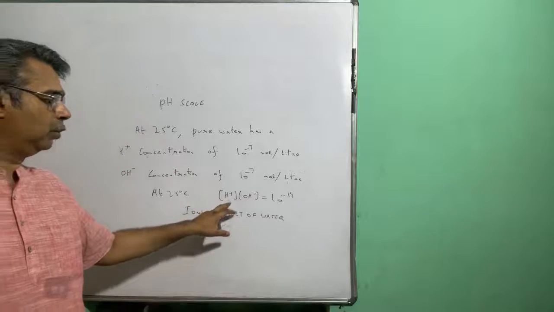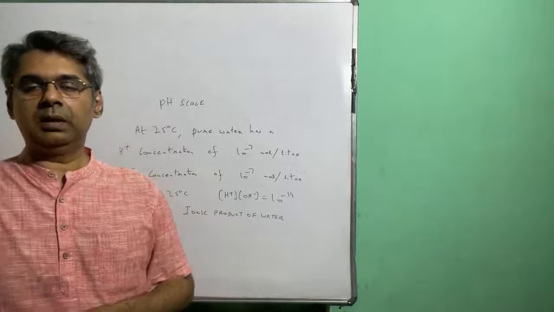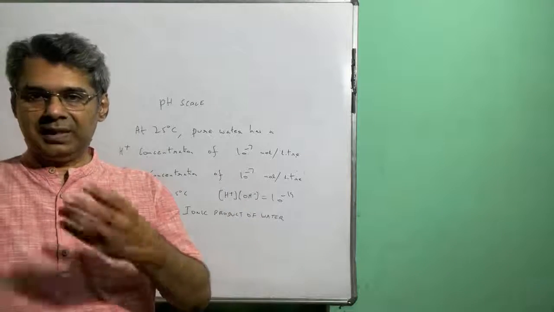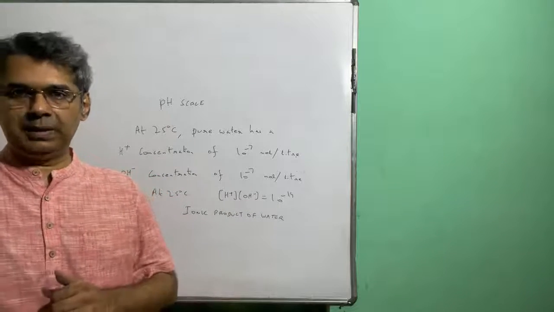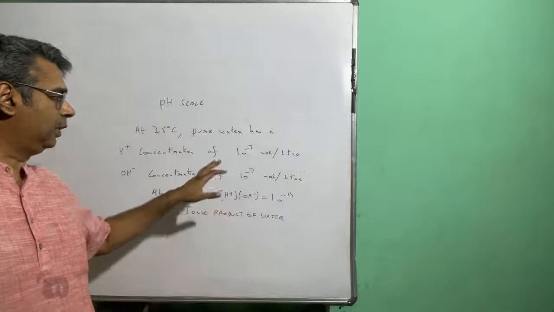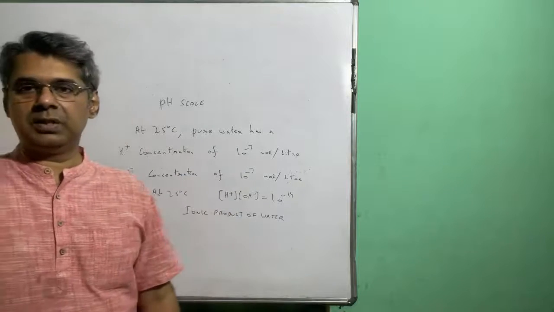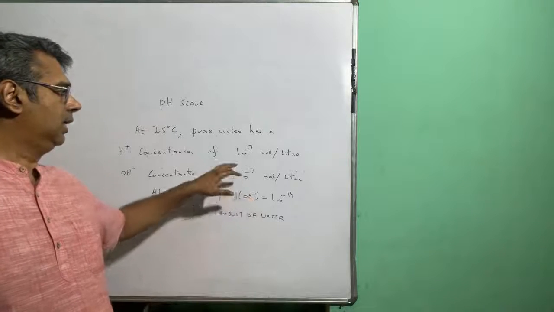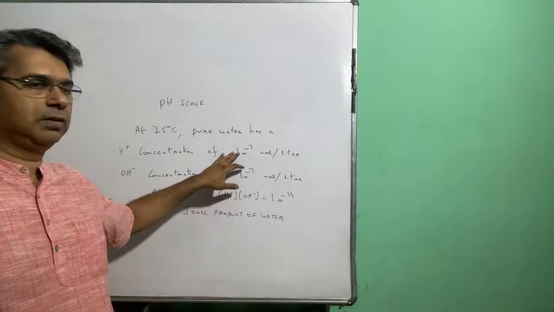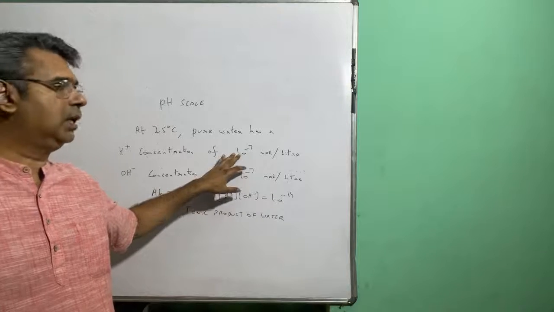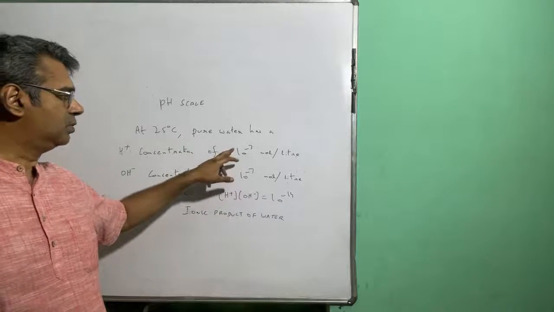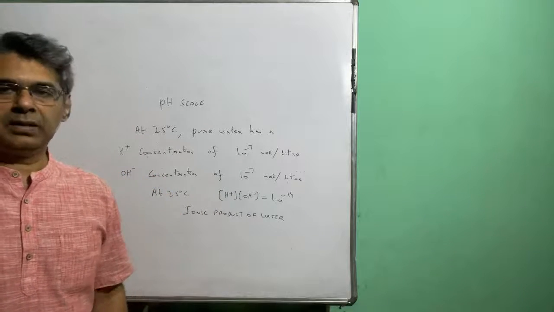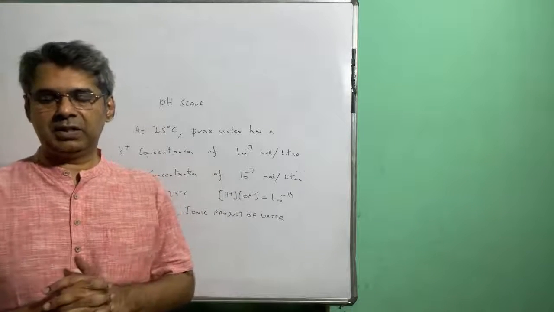If I put more H plus into pure water, I am making an acid. If I put extra OH minus into pure water, I am making a base. In pure water, these are the concentrations of H plus and OH minus. If it is an acid, H plus will be more than 10 to the power minus 7 and OH minus lesser. If it is a base, OH minus will be more than 10 to the power minus 7 and H plus lesser. That is how we compare acid and base.